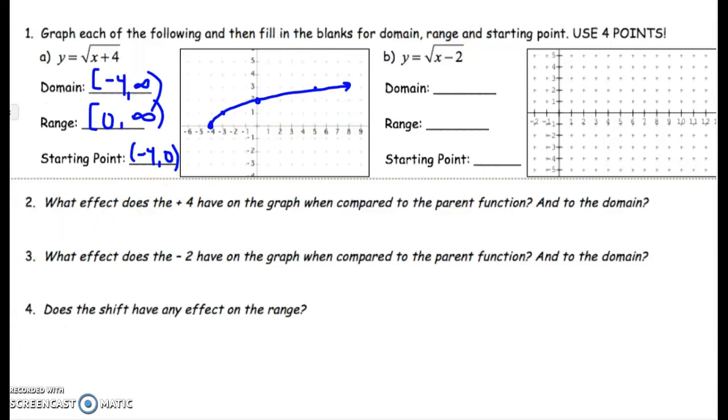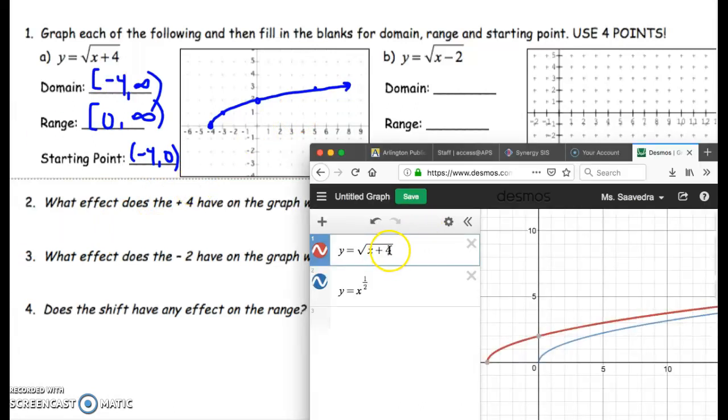2. So if I go back to Desmos, and instead of a +4, if I change that to a -2, now, instead of moving it to the left 4 units, it's moved it to the right 2 units. So I'm going to have a point at 2, 0. I would have a point at 3, 1. I would have another nice point here at 6, 2. And then if I kept looking, I see another point here at 11, 3.